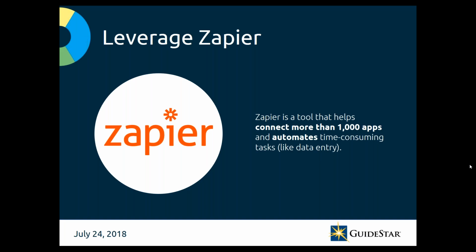But Zapier is a big one. If you haven't heard of Zapier, it's a really cool tool that connects more than 1,000 different apps and basically automates a time-consuming task that might be data entry. So a concrete example is maybe you got a survey that you did through SurveyMonkey or something like that.